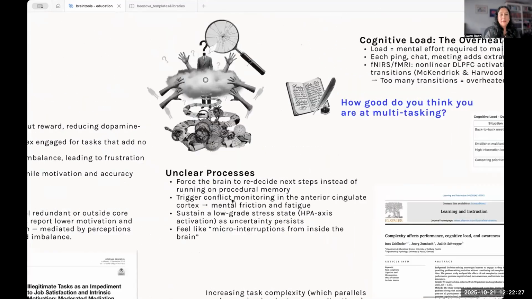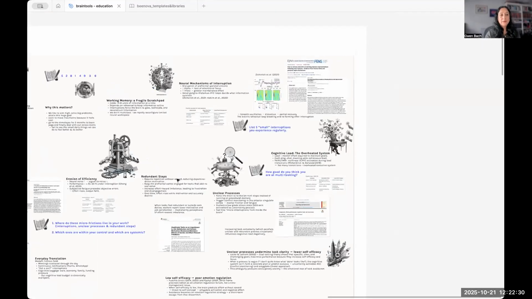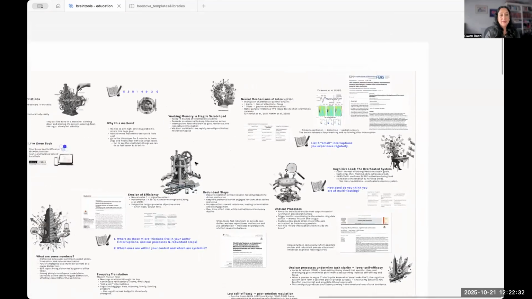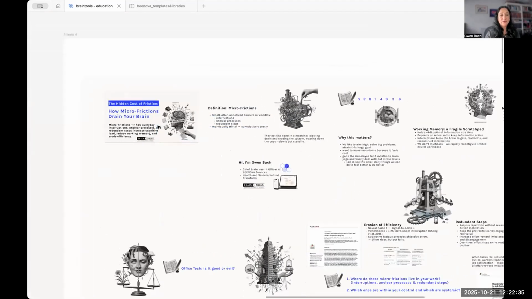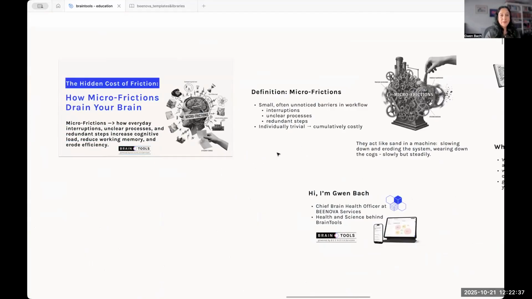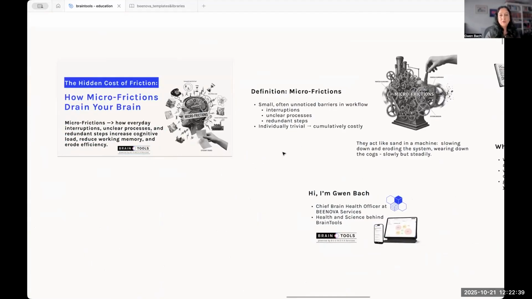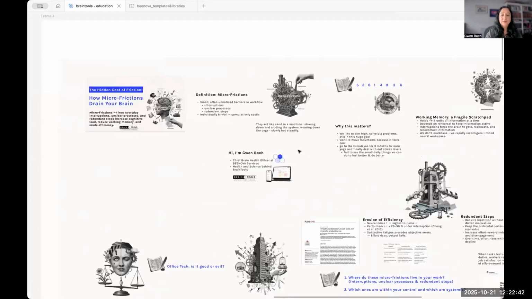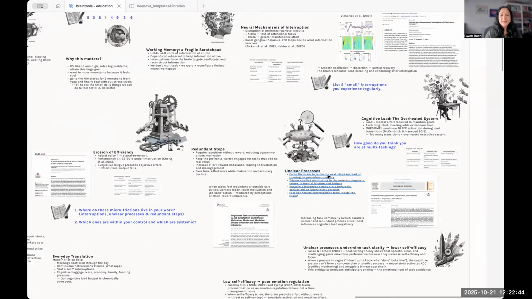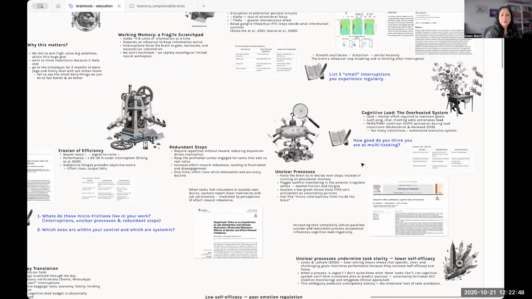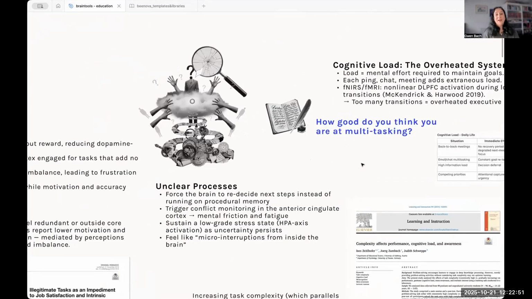And so when I started this talk, I said that there are three things we're dealing with here. The way we define microfriction is interruptions, unclear processes, and redundant steps. So let's go a bit into the redundant processes. And I know it's a bit of a trick question: how good do you think you are at multitasking? And just maybe take a second to reflect on that.